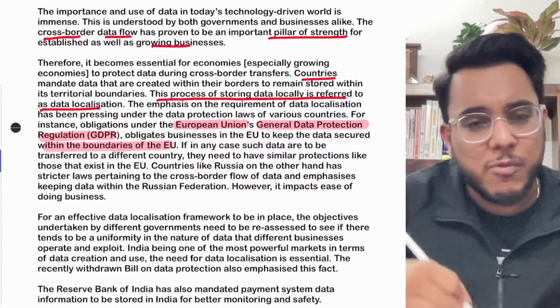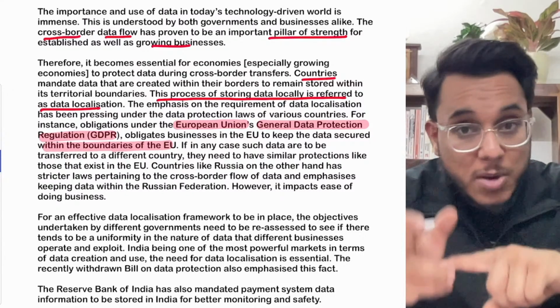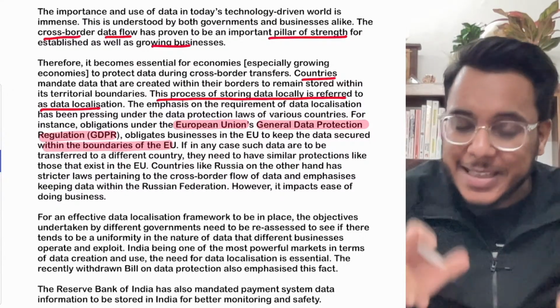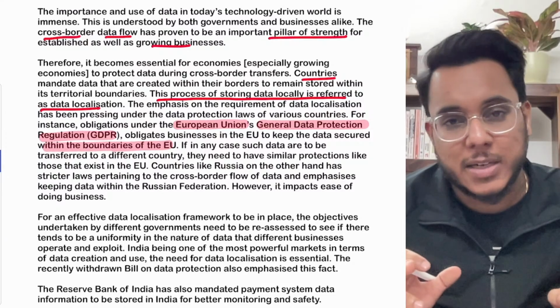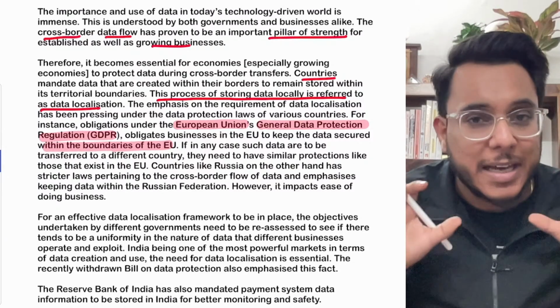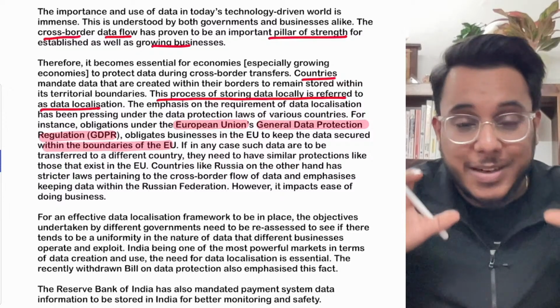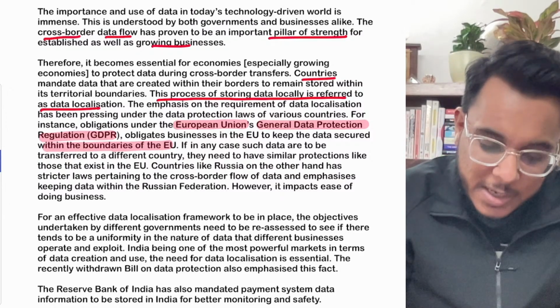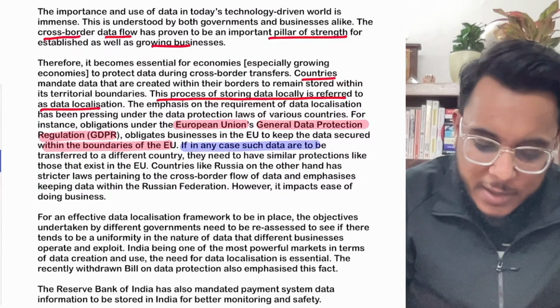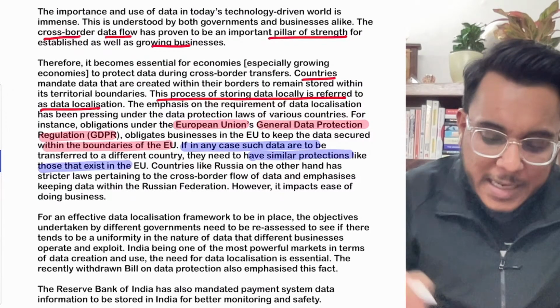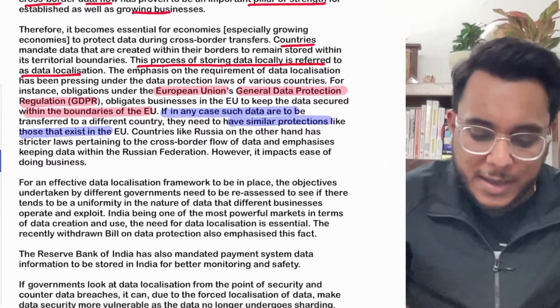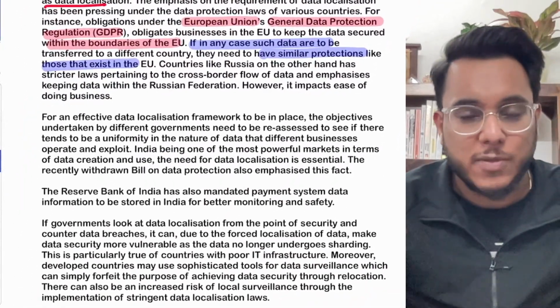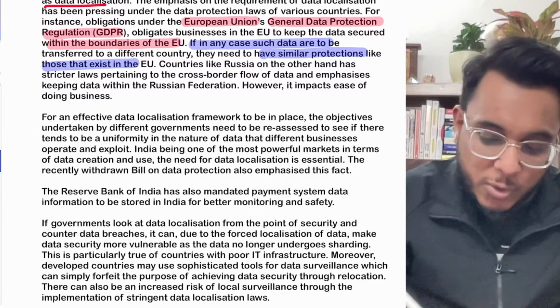Fine. And if they want to transfer some data from the European Union to another country, then they need to make sure that in that country also there are strong data regulations and strong institutions which protect that data so that it is not compromised. So if a data is to be transferred, they need to have similar protection like that which exists in the European Union. Then let us take the example of another country, that is Russia, on data regulation.